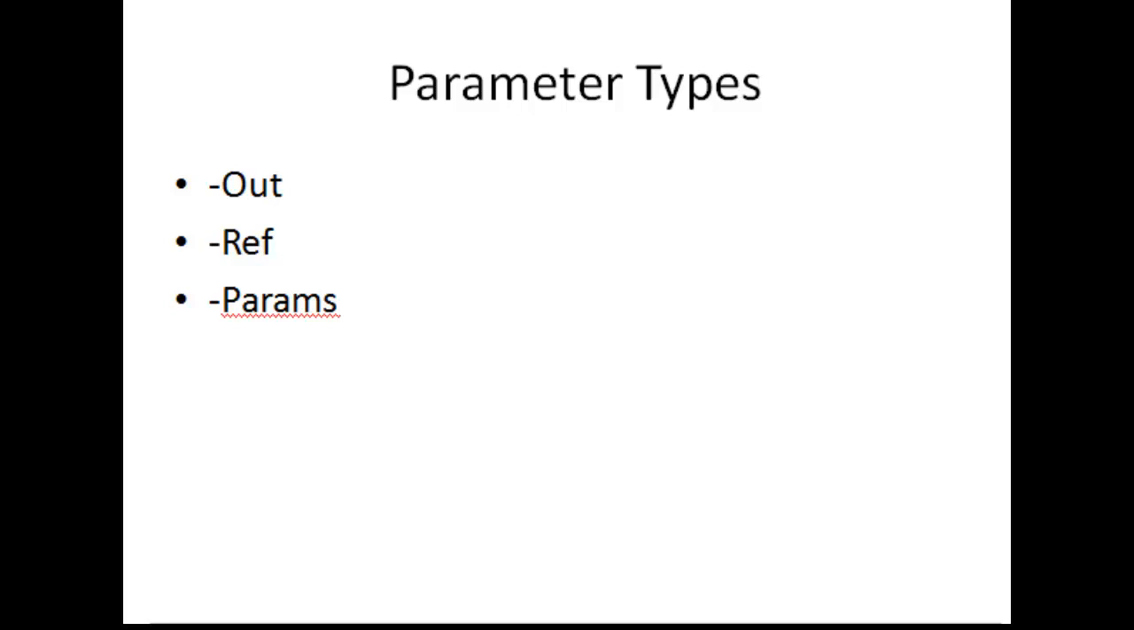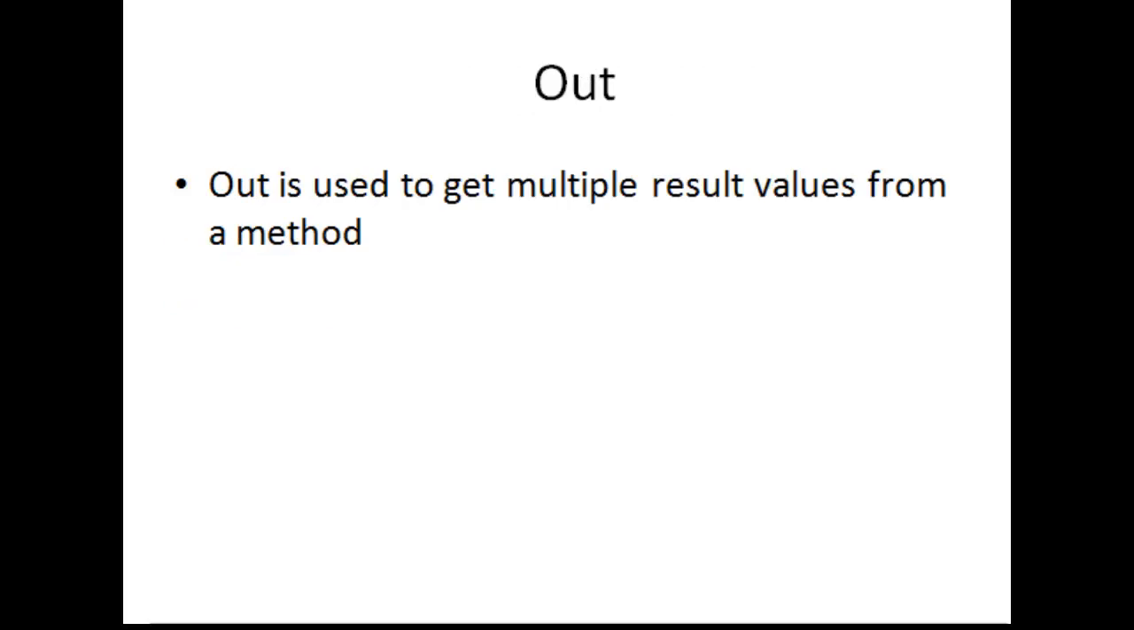Now we will see all three parameter types one by one, starting with the out parameter type. Out is used to get multiple result values from a method, unlike the default way, which we have seen earlier in this tutorial, where only one value can be returned. Suppose we want a single method to return the name and total marks of a student. We need to use an out parameter for that. We will see the implementation later in our practicals.